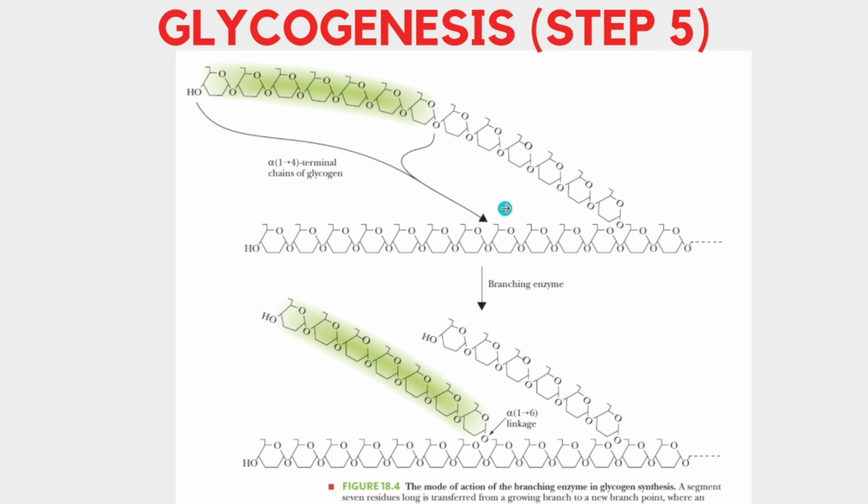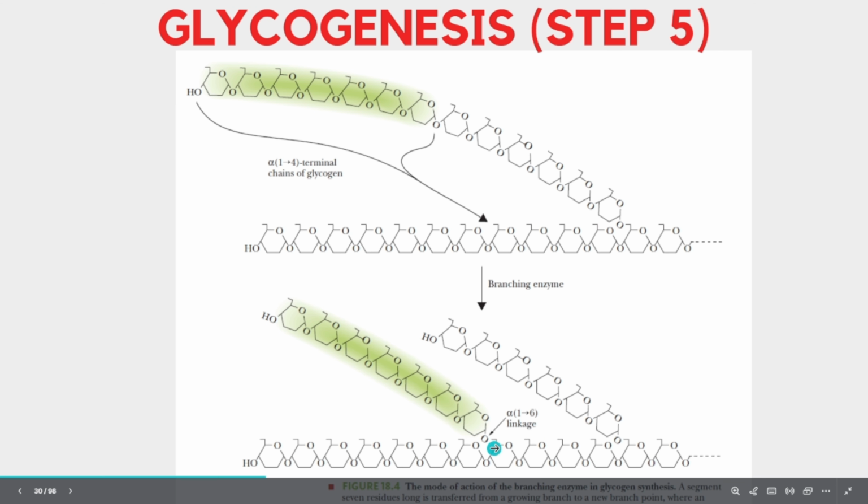So the final step is the branching enzyme. When they form a branch, you can see here, when they already form a long 1,4-glycosidic chain, the branching enzyme will cut down one of the 1,4-glycosidic bonds and transfer this oligosaccharide into another glucose molecule, by catalyzing the formation of a 1,6-glycosidic bond.